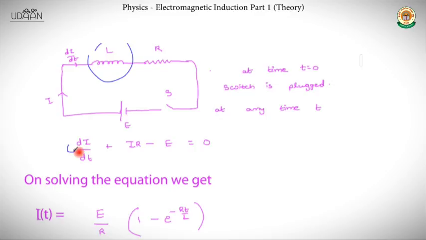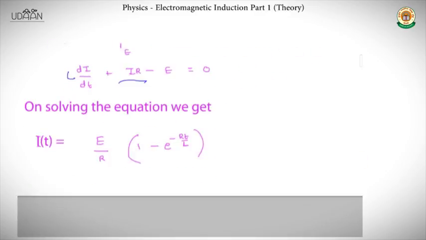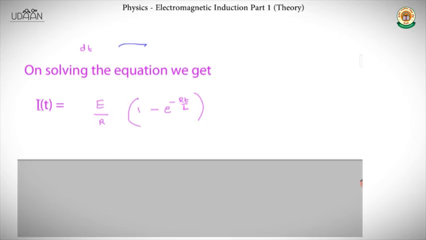See, the potential difference across the inductor will be L into di by dt, and the potential difference across the resistor will be I into R. That's right. And this would be equal to the potential difference across the battery. If we solve this equation, we will get I of t as E by R into 1 minus e to the power minus Rt by L.